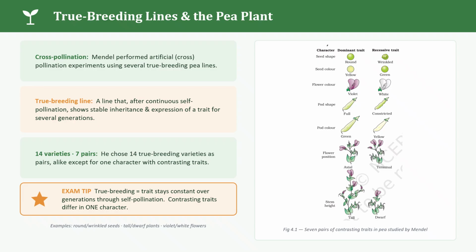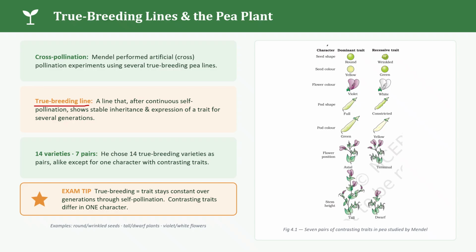Mendel used true breeding plants. What is a true breeding line? A true breeding line is a plant that produces offspring with the same trait generation after generation through self-pollination. For example, a tall true breeding plant always produces tall plants only. Mendel selected 14 varieties arranged into 7 pairs of contrasting traits where only one character differed. This allowed him to study one character at a time.